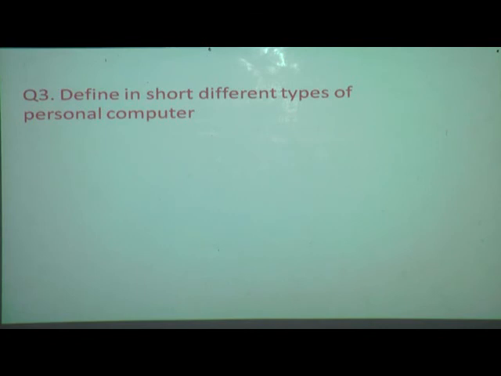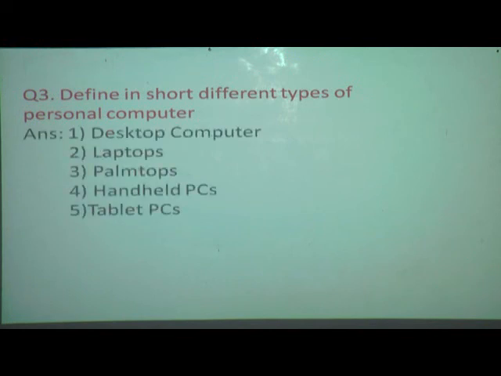Which types of personal computers are there? Anyone can say? Yes, first one is desktop computers, laptops, handheld and tablet PCs. Desktop computers are what we mostly use at home or offices, and a desktop computer is a personal computer that is designed to be used on a desk or table. Next one is a laptop. Laptops are like a notebook, and are small compared to desktop computers.